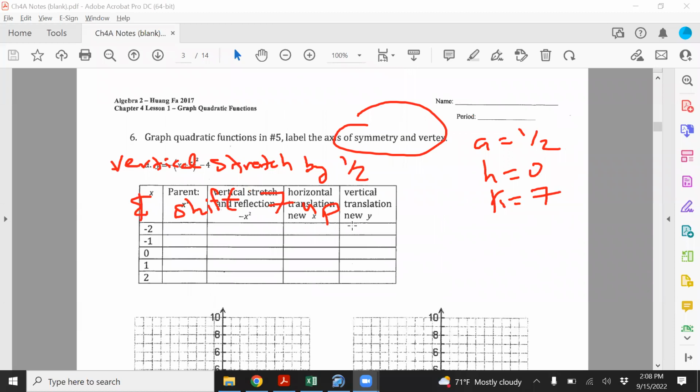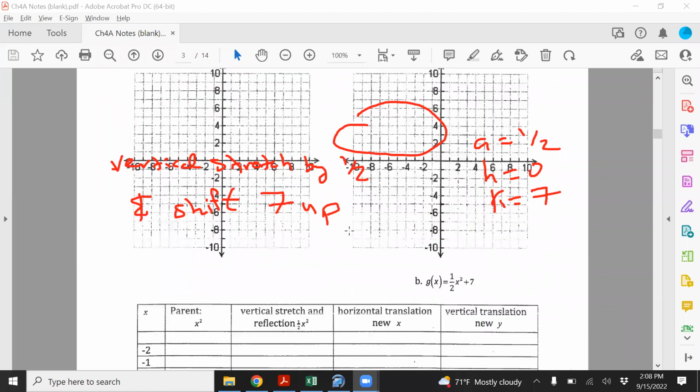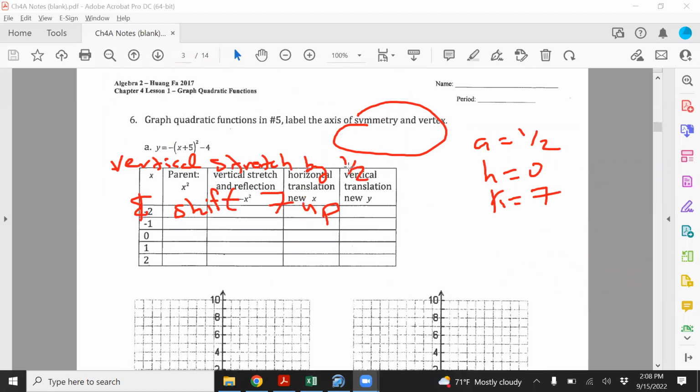Okay. So let's finish off this last page of notes, and then we're done for today. All right. So let's try another one here.